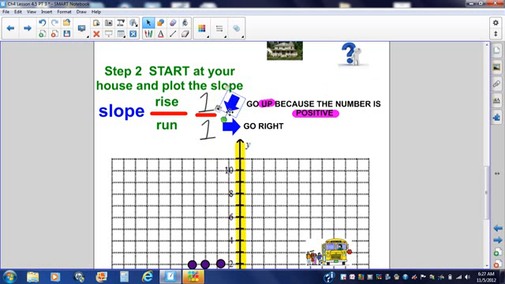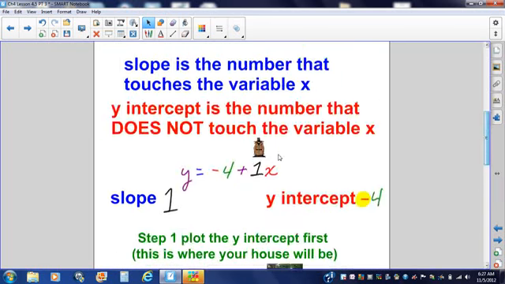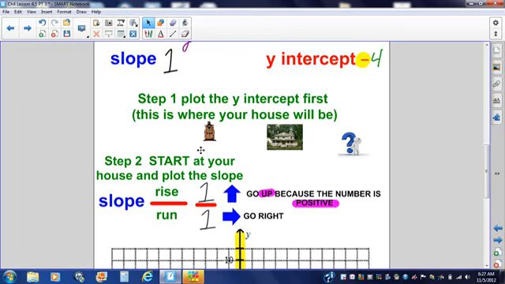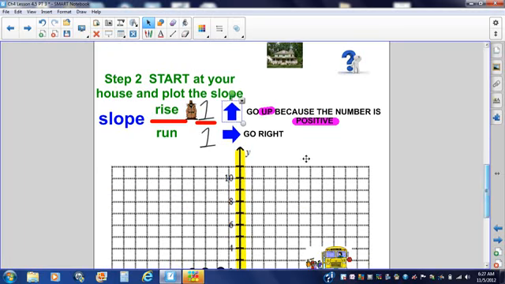Remember, our choices are that we can go down or we can go up. In this case, we are going to go up because the number is positive. He is a spy. Then I'm going to go right. So my slope would be a rise and run of 1 over 1. Up 1, right 1.